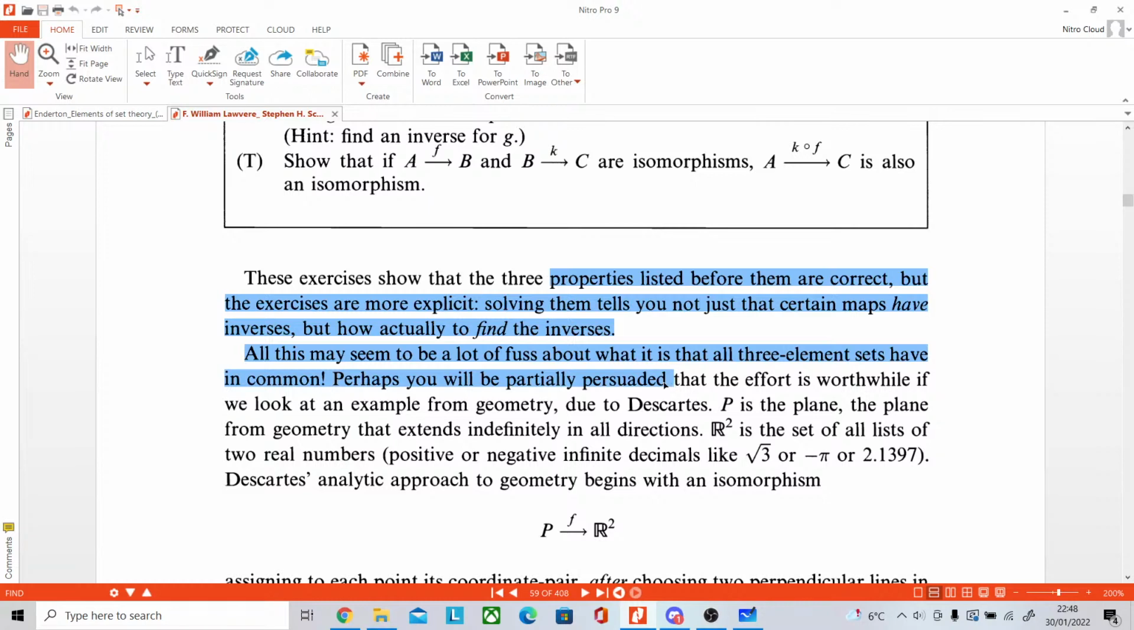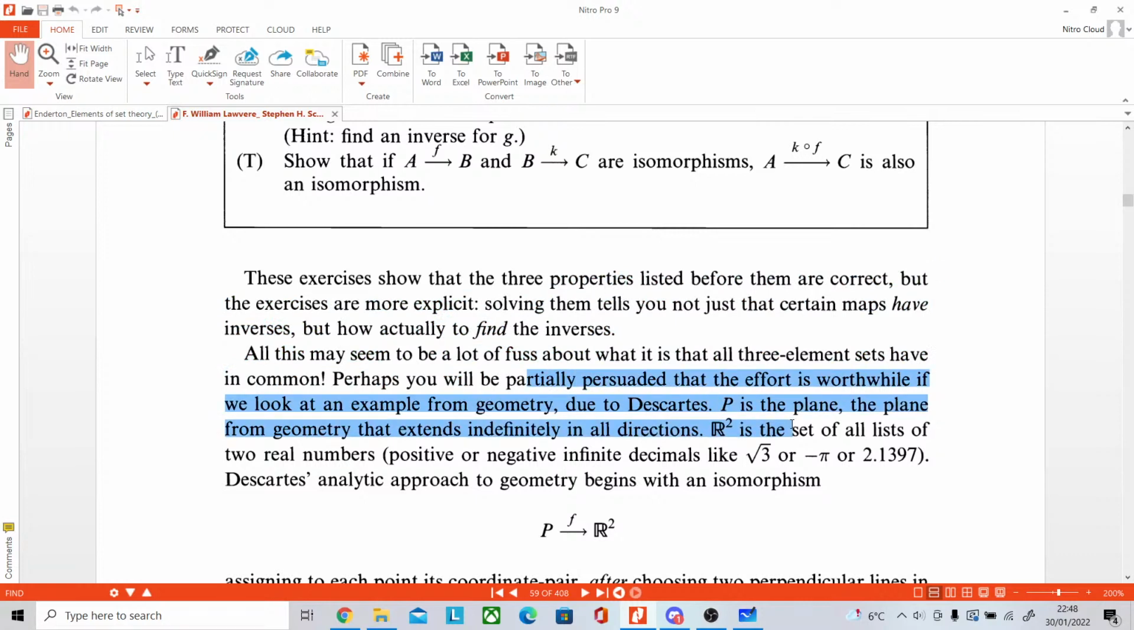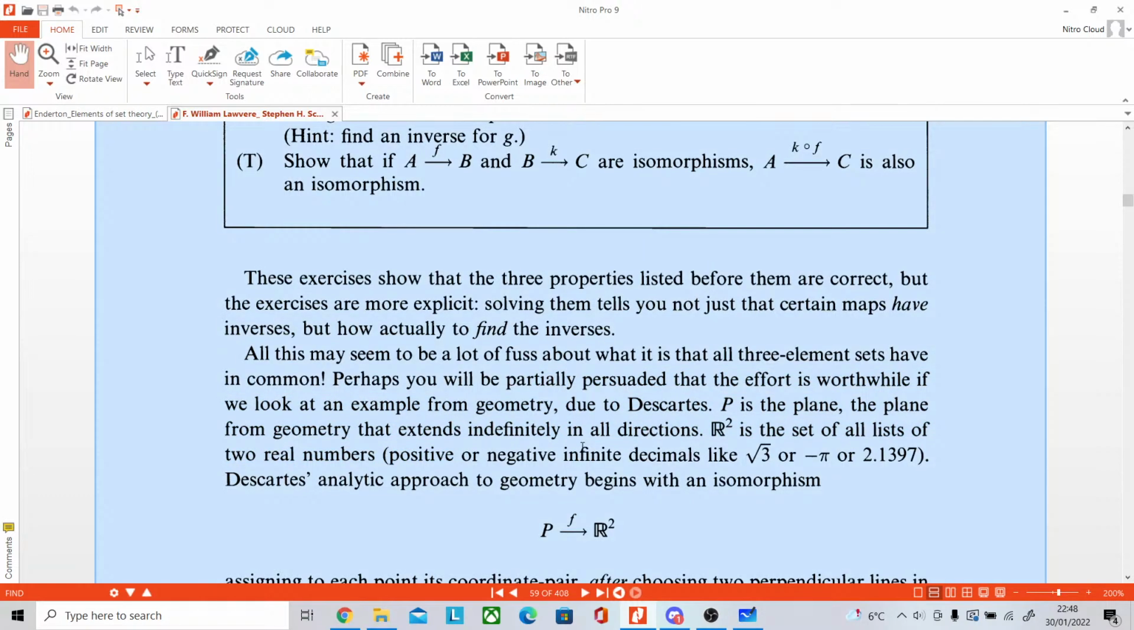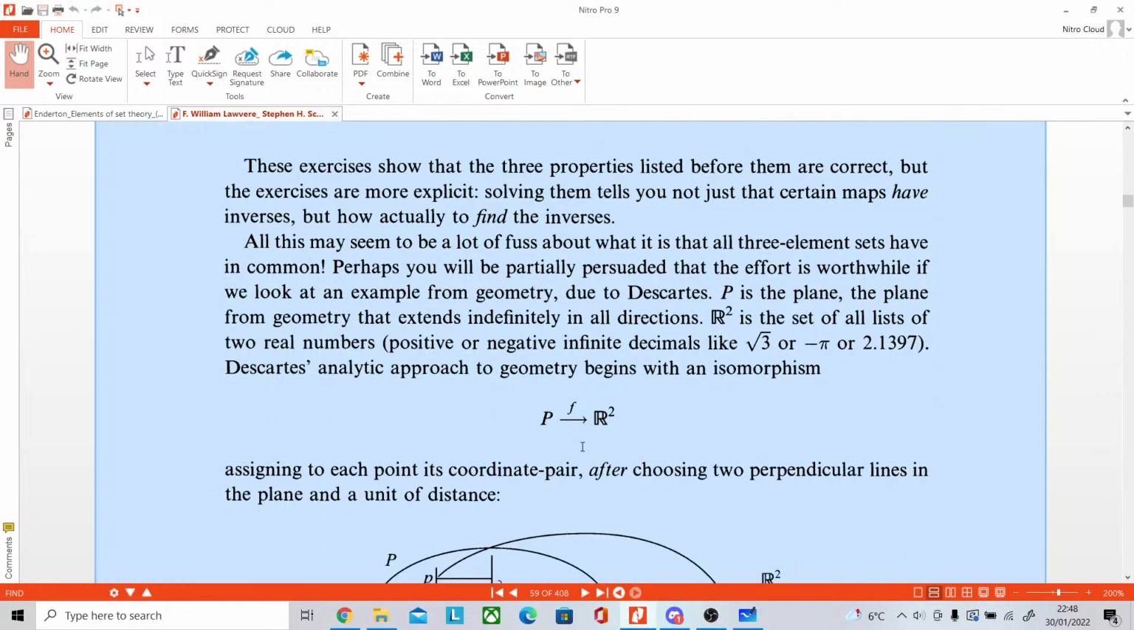Perhaps you will be partially persuaded that the effort is worthwhile if we look at an example from geometry. Due to Descartes, P is the plane from geometry that extends infinitely in all directions. R squared is the set of all lists of two real numbers, positive or negative, infinite decimals like square root of 3 or negative pi or 2.1397. Descartes' analytic approach to geometry begins with an isomorphism that goes from the plane into R squared.